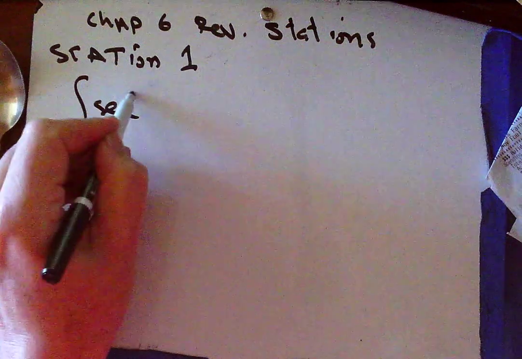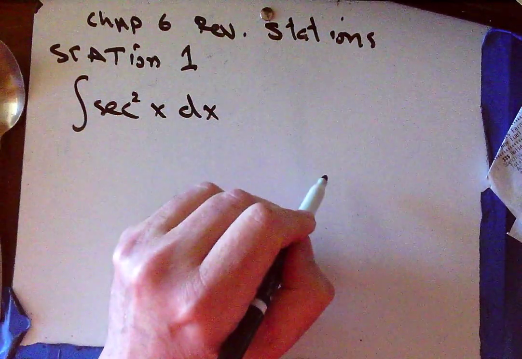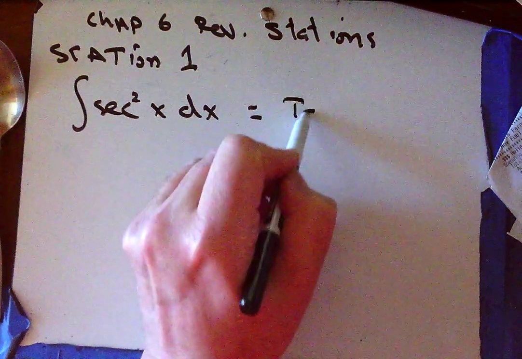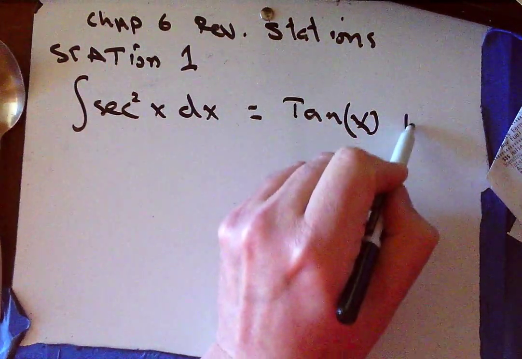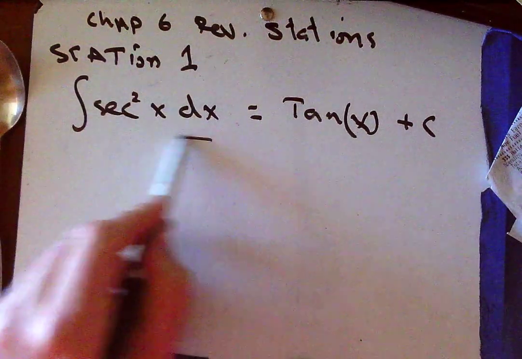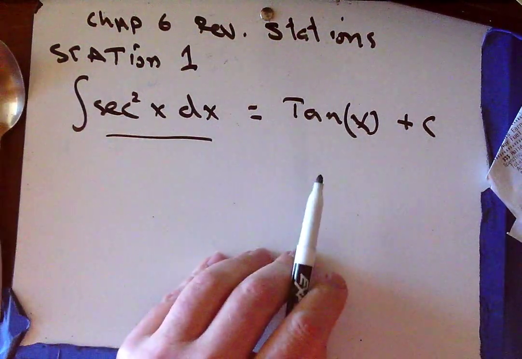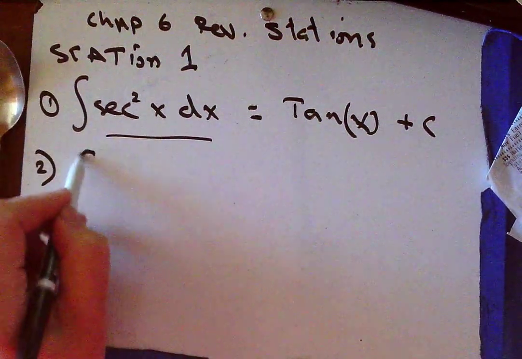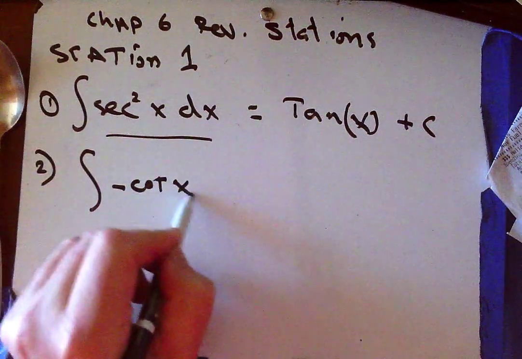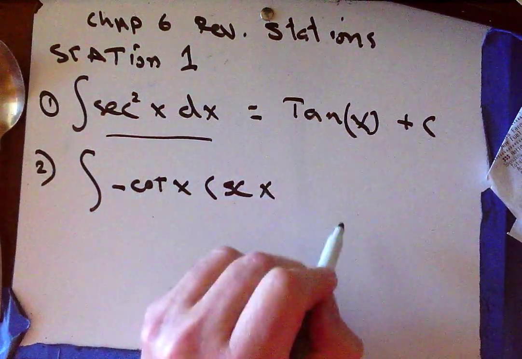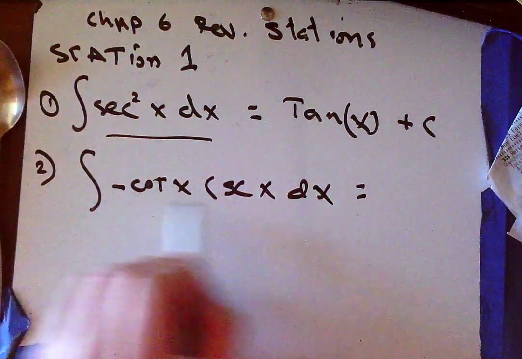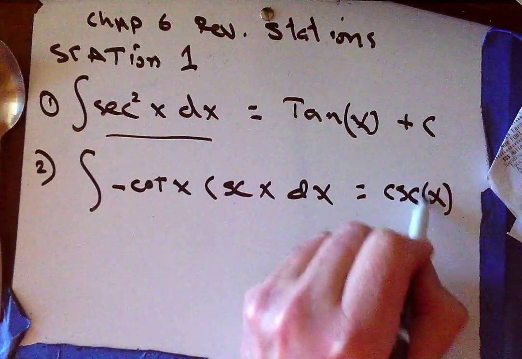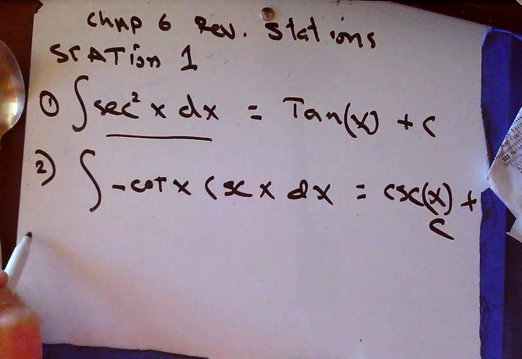So we've got the integral of secant squared x dx, and we want to know what the antiderivative would be there. Well, that's going to be tangent x, and don't forget the plus c. Really, this is the time when you must remember your derivatives. All right, number 2, integral negative cotangent cosecant x dx. Whose derivative is this? No, this is cosecant's derivative. And don't forget the plus c.